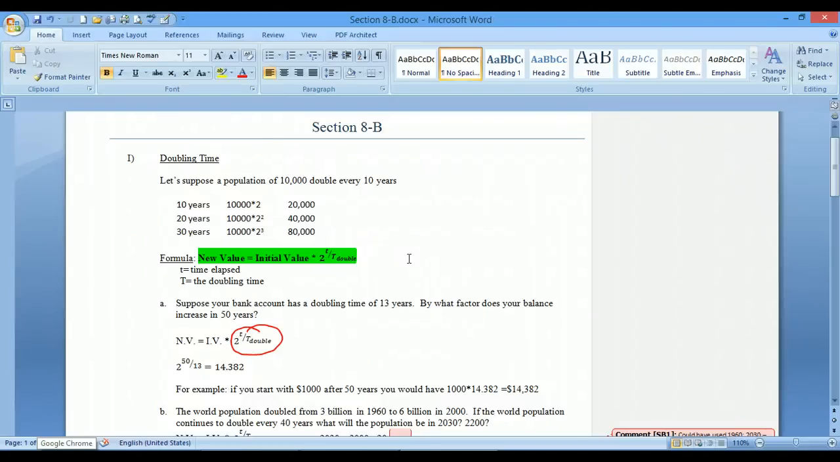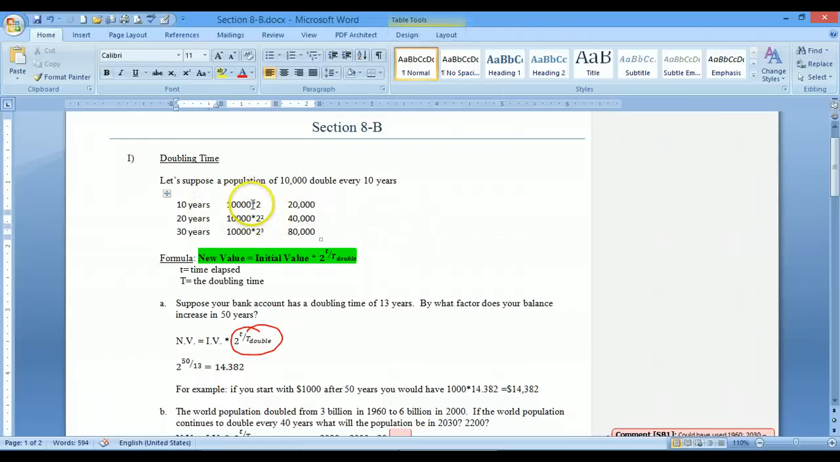Section 8b is about doubling time. Let's suppose you have a population of 10,000 that doubles every 10 years. So the first 10 years, you have 10,000. Doubling it is just timesing it by 2, which gives us 20,000.